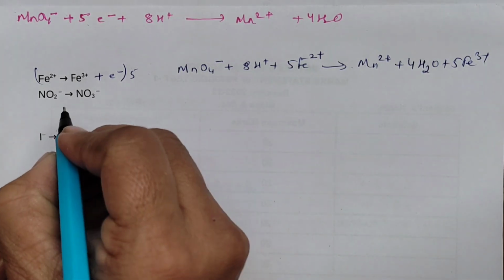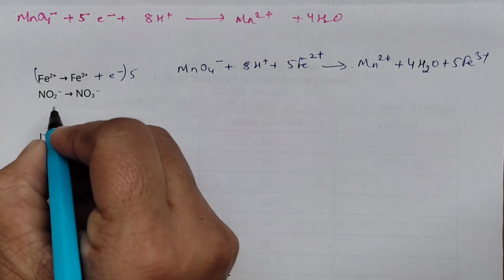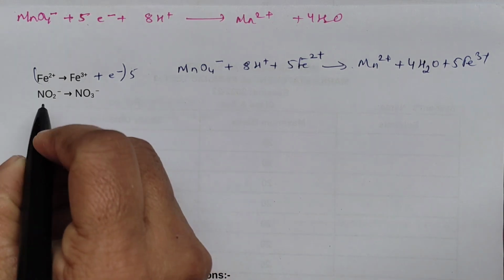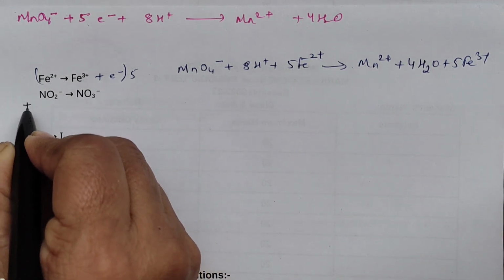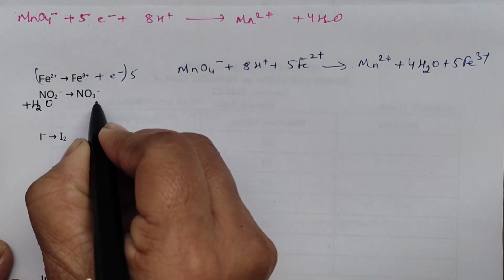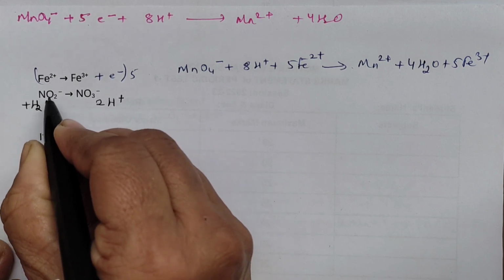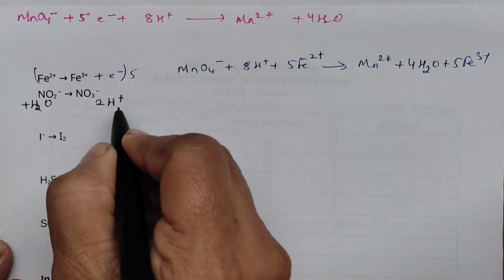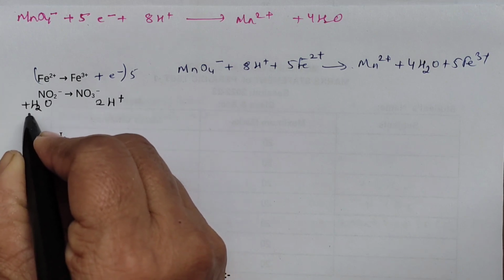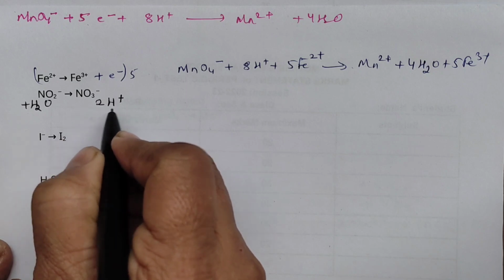Let's balance the next one. Let me write down the equation first. Nitrite to nitrate. Let me balance here only. Oxygen, other elements are already done. So we'll balance oxygen first by adding a water molecule on the left hand side. Then you have to balance hydrogen, by adding 2H plus. Oxygen is balanced, and hydrogen also balanced. Now let's check charges. Charge on the left hand side is -1. This side you have +1.